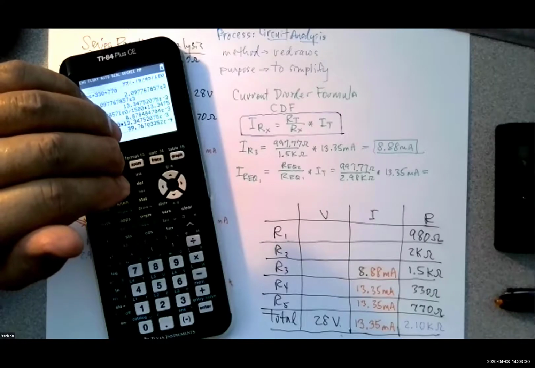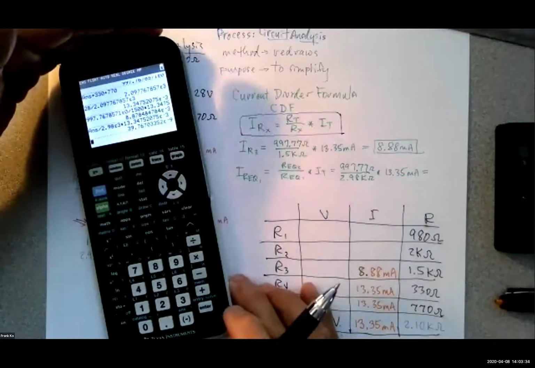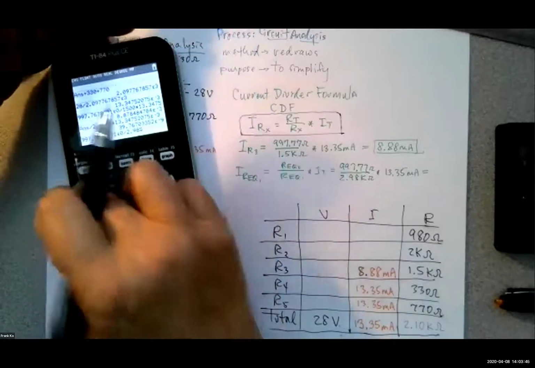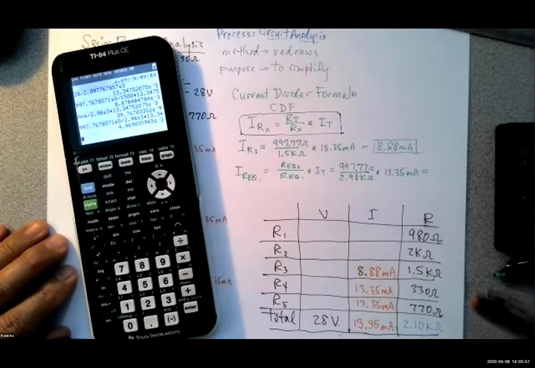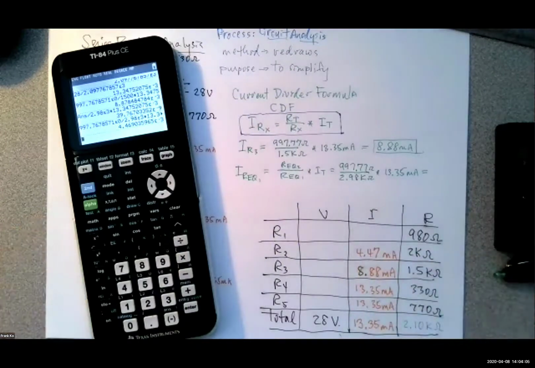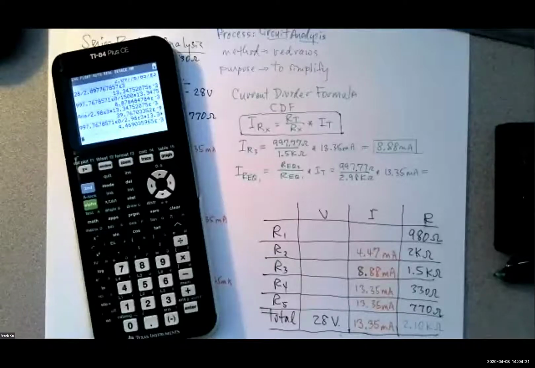All right, question goes to Rolando. What were you able to calculate for that current? 4.47 milliamps. Okay, very good. Enter, divide by 2.98 kilo, times 13.35 milliamps. So if you end up with something close to 4.47 milliamps, it's pretty good. How many people have something close to 4.47 milliamps? Raise your hands. Nice. Show me your calculators. Good job. Very well done, everybody.